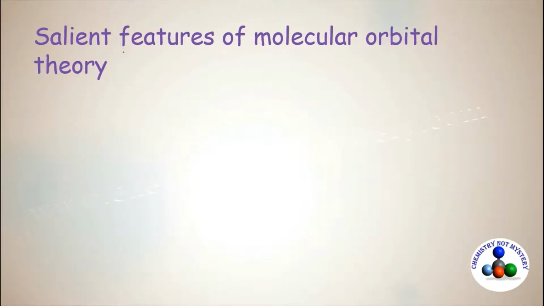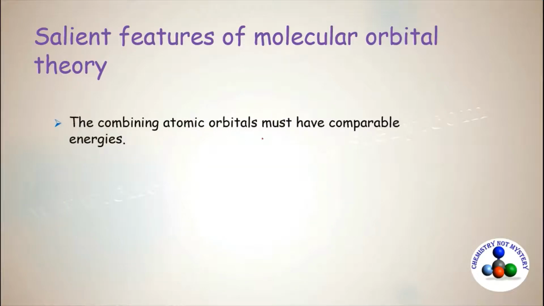Now come to the salient features of molecular orbital theory. Combining atomic orbitals must have comparable energy. As I have just discussed, 1s can overlap with 1s only. 1s cannot overlap with 2s.